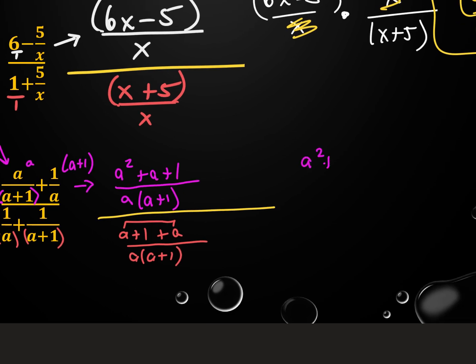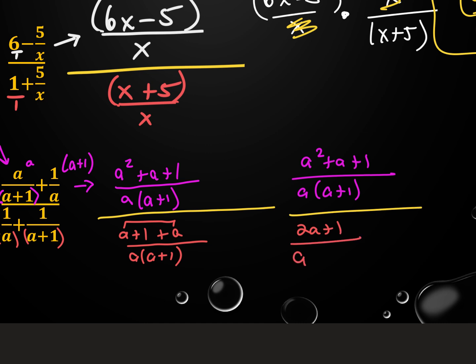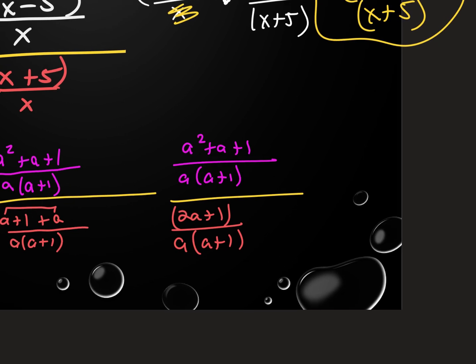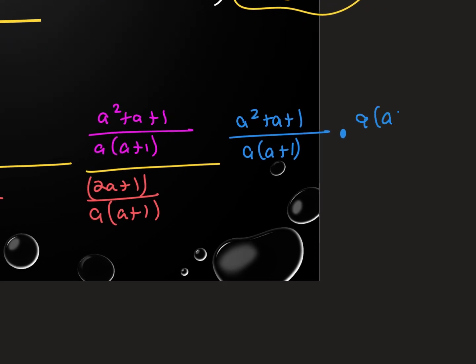I have a squared plus a plus 1 over a times a plus 1 divided by 2a plus 1 over a times a plus 1. Have I now simplified as much as I can each fraction independently? Yes. Now we keep change flip. So a squared plus a plus 1 divided by a times a plus 1 times, when I flip, I have a times a plus 1 over 2a plus 1.